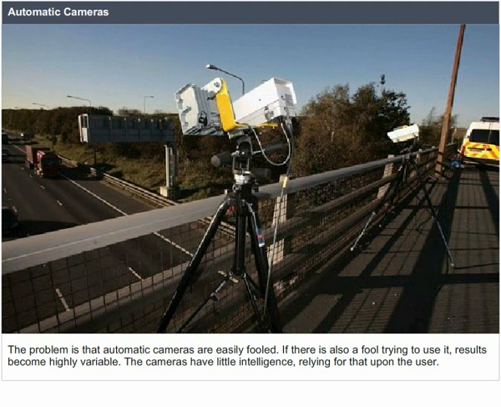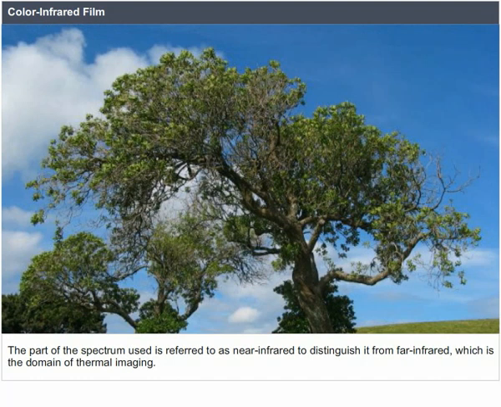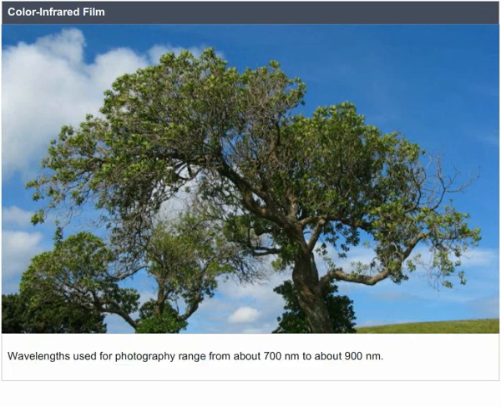Color. Infrared film. In infrared photography, the film or image sensor used is sensitive to infrared light. The part of the spectrum used is referred to as near infrared to distinguish it from far infrared, which is the domain of thermal imaging. Wavelengths used for photography range from about 700 nm to about 900 nm.